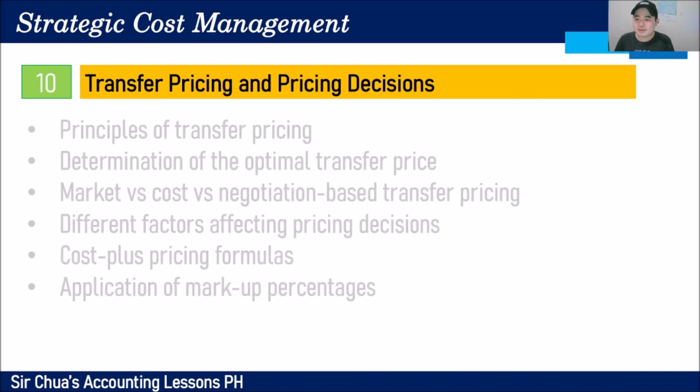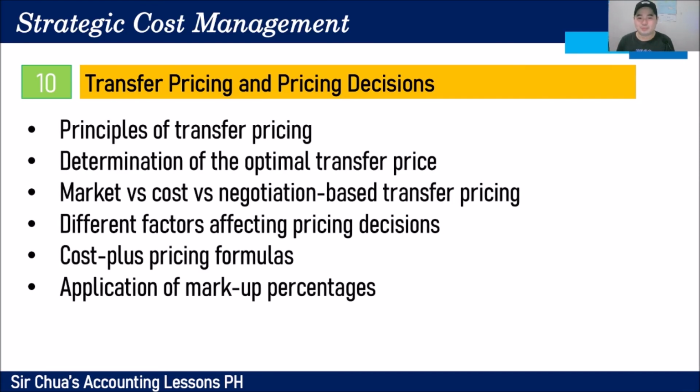We also have transfer pricing and pricing decisions. So we'll be talking about the principles of transfer pricing and how to determine the optimal transfer price. And then market transfer pricing, cost-based, and negotiation-based transfer pricing. And then the different factors affecting pricing decisions, and how you use the different formulas using cost-plus pricing, and the application of different markup percentages as applied in pricing decisions. Basically, how much should I put the selling price on this product?